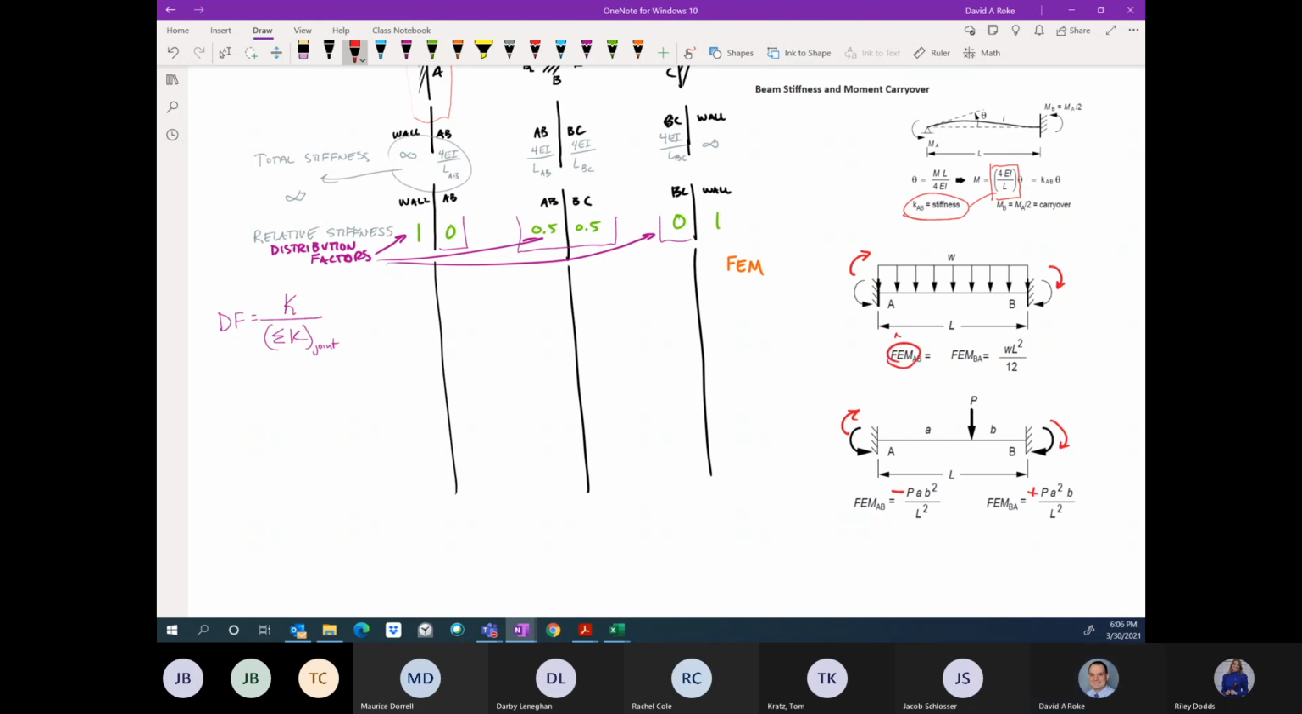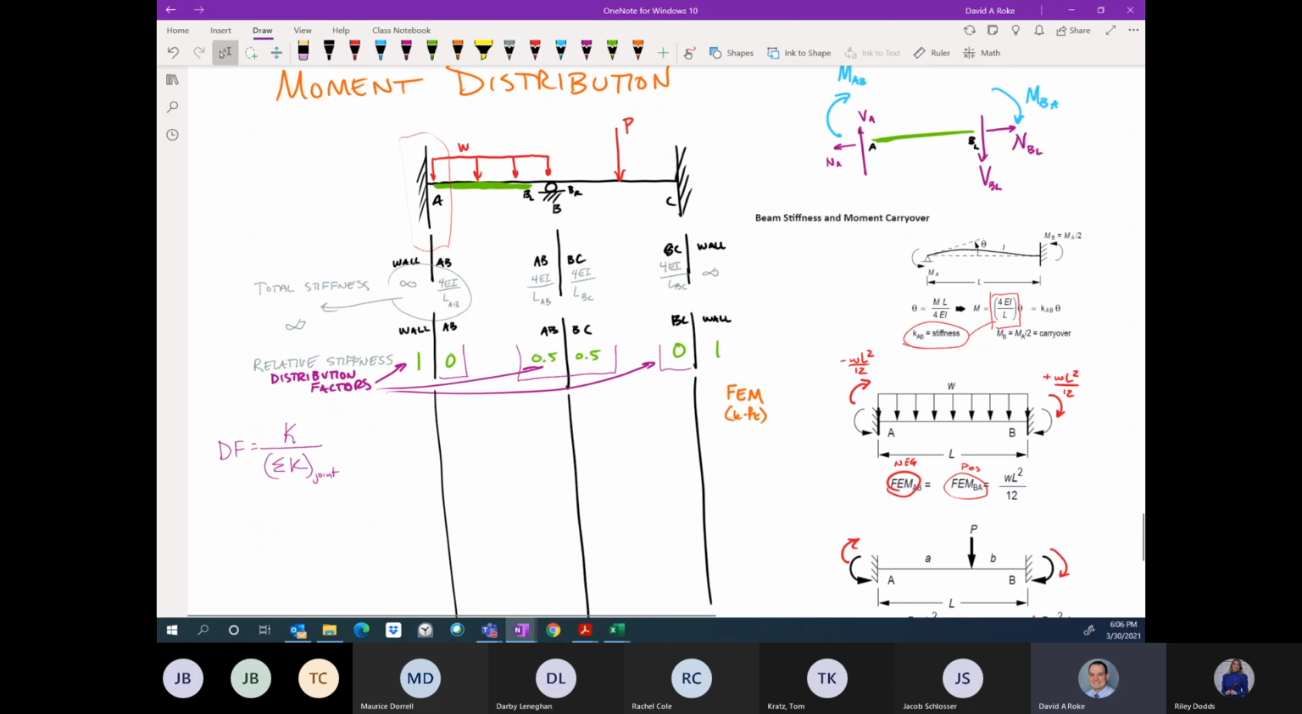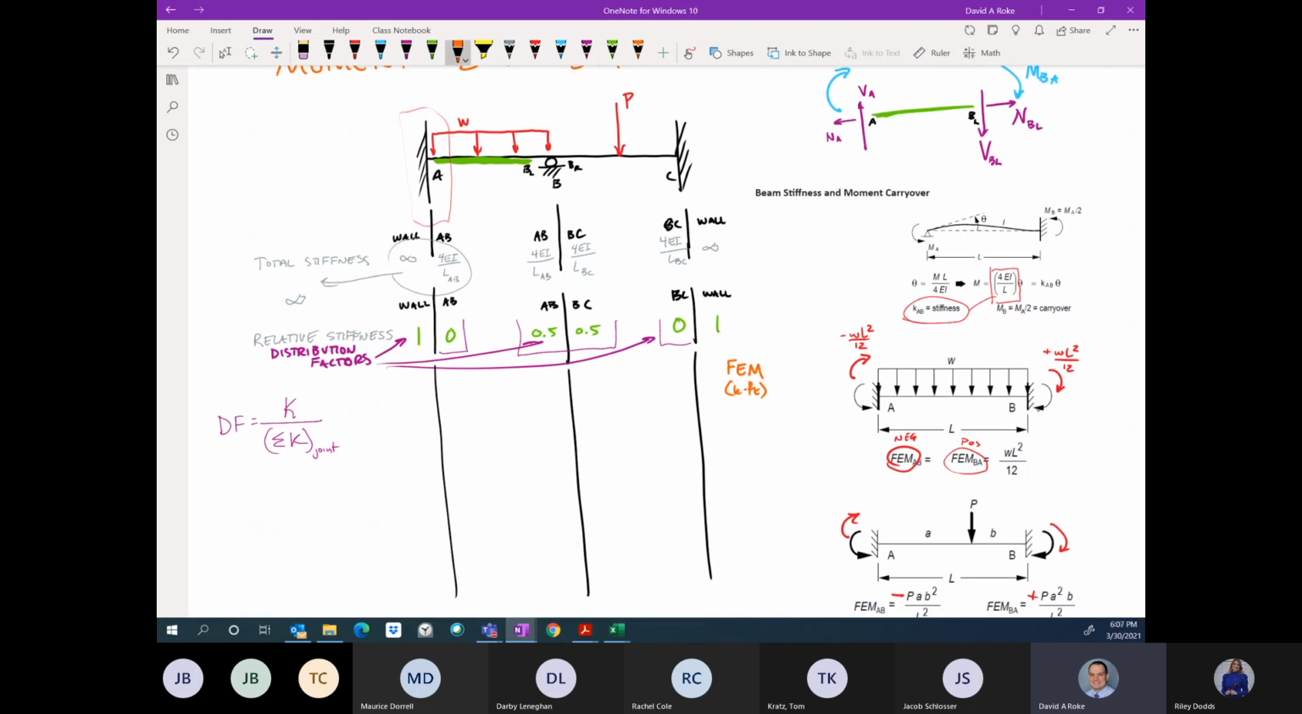FEM-AB is negative, and FEM-BA is positive. So here I have negative WL squared over 12, or I have positive WL squared over 12. And so what we do is, based on our loading, we actually compute these. So here we're saying that our fixed end moments are in, say, kip feet. And so for this left span, span AB, I'm using this condition. So this is span AB.